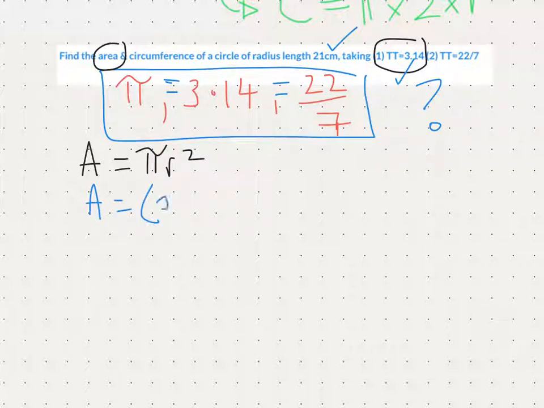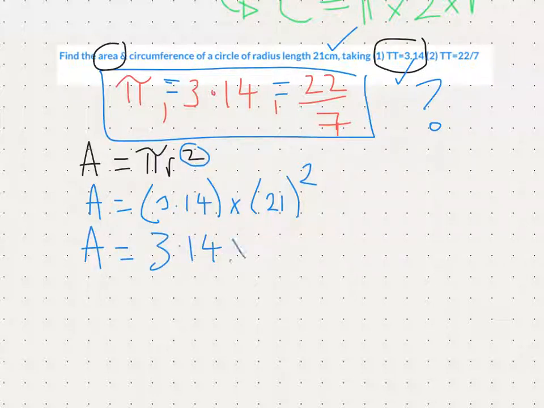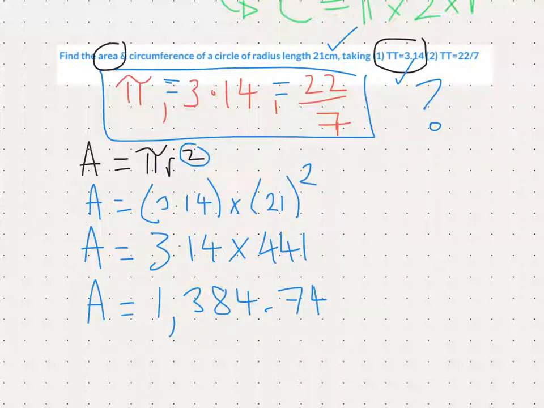Instead of pi, we use the value 3.14, and we multiply that by the value of the radius, which was 21, and our formula tells us to square the radius, so we square it. When we calculate this, 3.14 multiplied by, now 21 squared is 441, and when we multiply those two figures together, we get 1,384.74. Now the unit in this case will be centimetres squared.